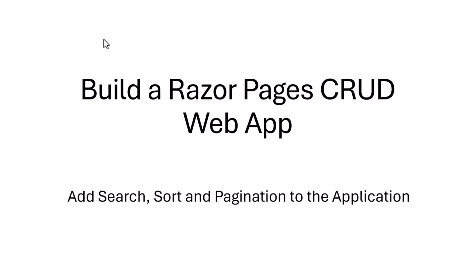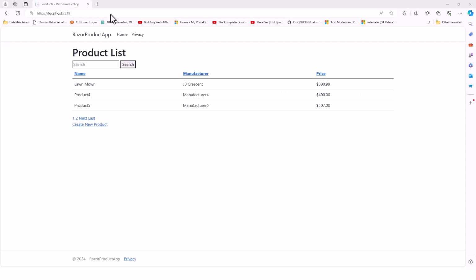I will show you all these three features in the finished application that we are going to build. You can see in this application's product list, you have a free text search box, and you can click the search button. If you type anything, like JB, for instance, arbitrarily, and click search, it will come up with all the search results with JB as one of the keywords.